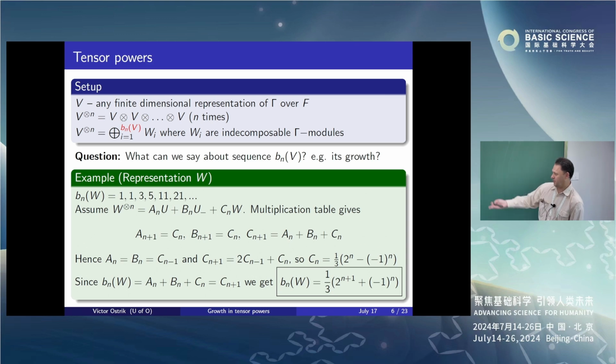And from this, you can find my sequence Bn of W, and probably you already guessed what the answer is going to be. I really want you to remember this formula. It will appear again. If I'm interested in the growth of this sequence, clearly the term with 2 to the power n plus 1 is much bigger than the other term, so it really controls what is going on. Okay, any questions?